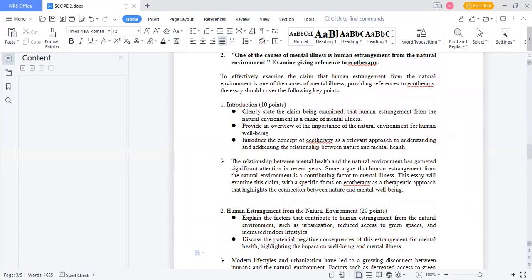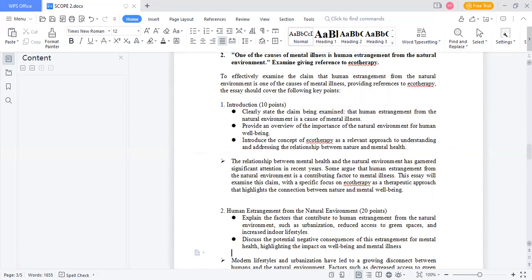So to effectively examine the claim that human estrangement from the natural environment is one of the causes of mental illness, providing references to ecotherapy, some of these key points are the ones that we are going to look into. Of course, first, introduction is very important to put. So in your introduction, just similar to that one, just do the same.